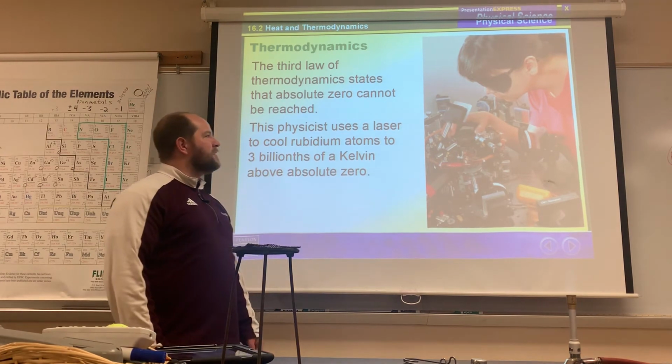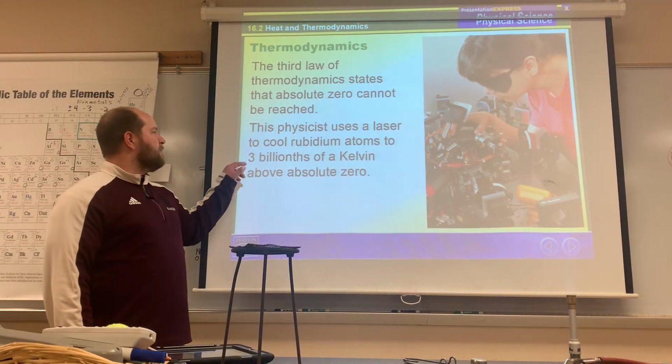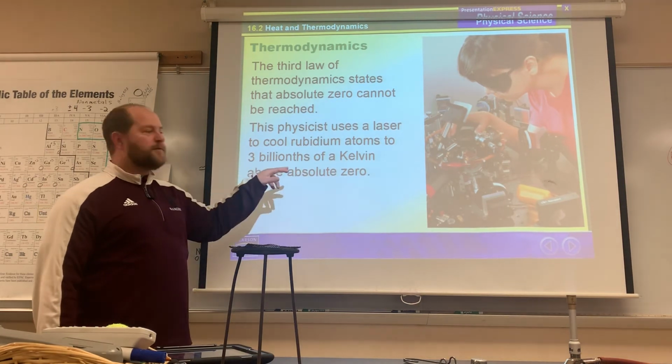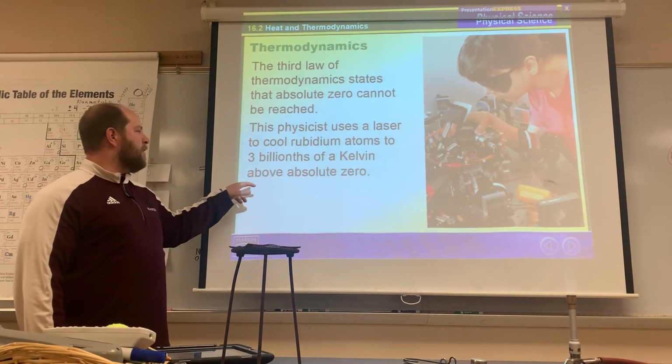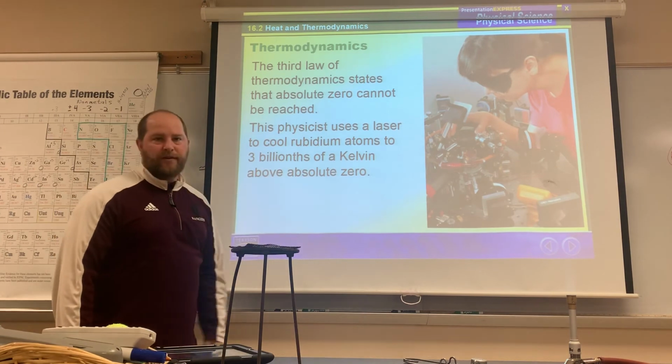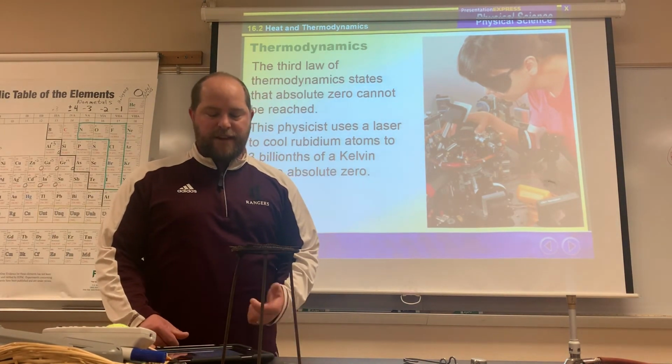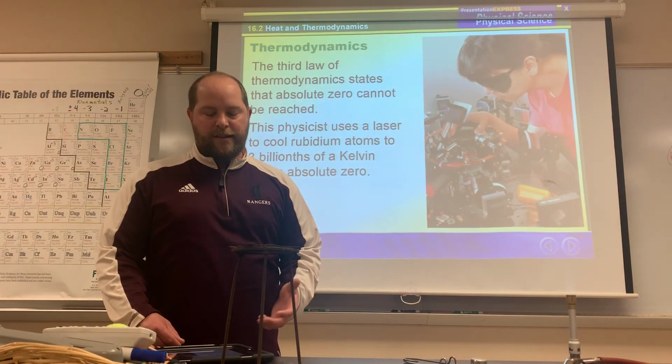So here's a physicist getting really close. We can get to 3 billionths of a Kelvin above absolute zero, which is really, really small. So we can get close, but we can't quite get there. So the third law states that absolute zero cannot be reached.